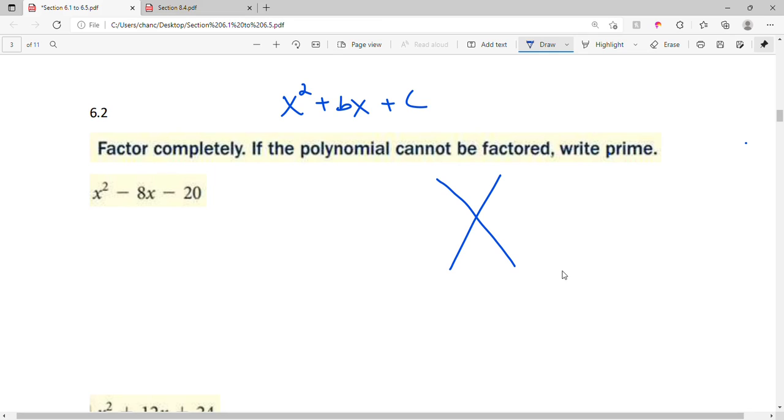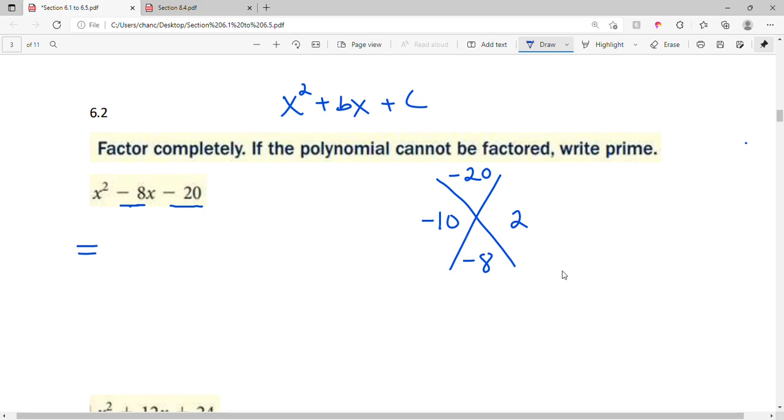To factor this completely, I use the last term in the top of my x, and the middle term, that b, is going to be used at the bottom. And I will find two numbers that multiply to get negative 20, but add to get negative 8. And those two numbers are negative 10 and positive 2. Negative 10 times 2 is negative 20, and negative 10 plus 2 gives me negative 8.